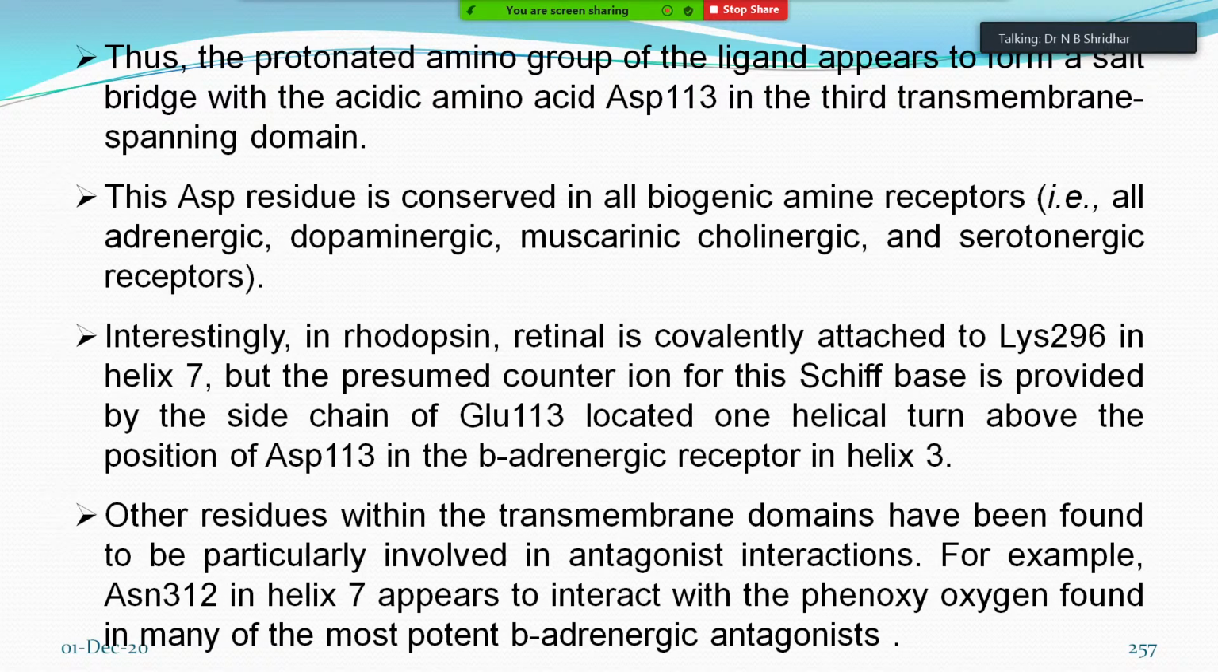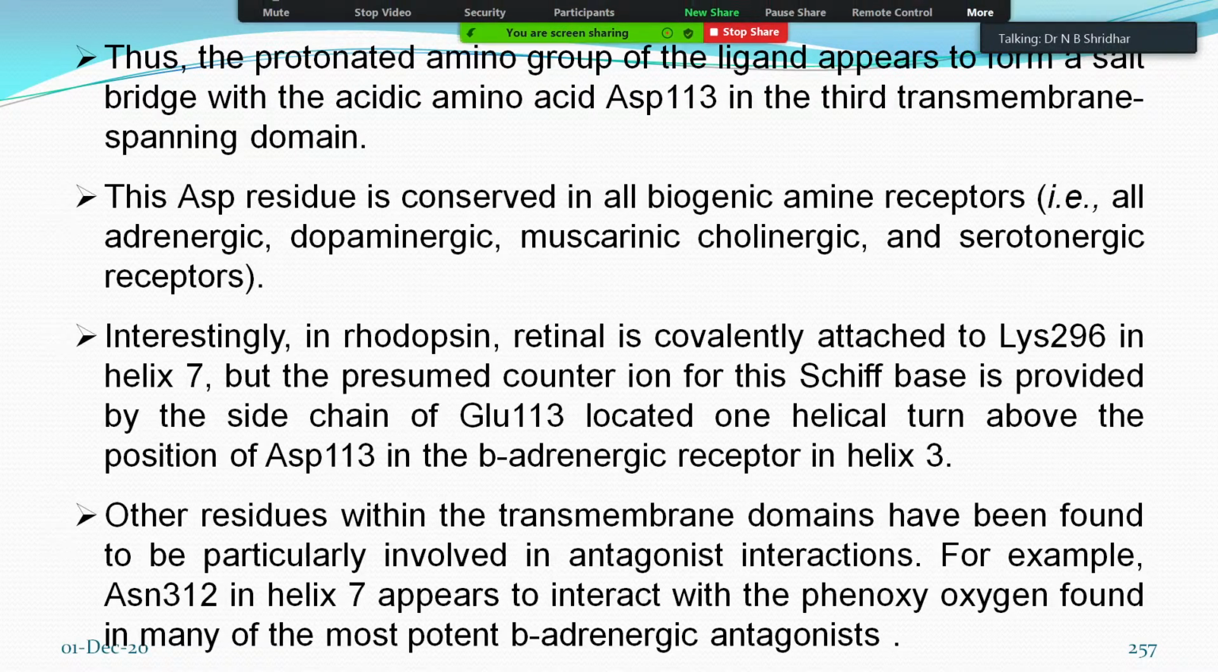Interestingly, in rhodopsin, retinal is covalently attached to lysine 296 in helix 7, but the presumed counter ion for the Schiff base is provided by the side chain of Glu113, located one helical turn above the position of this aspartate in the beta receptor in helix 3. This is about the structure activity relationship.